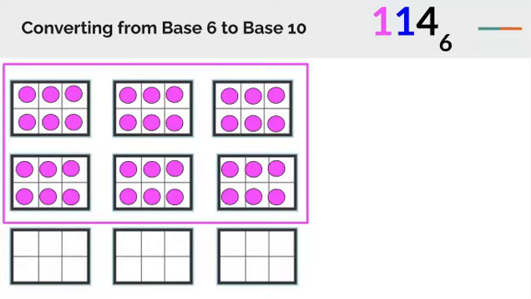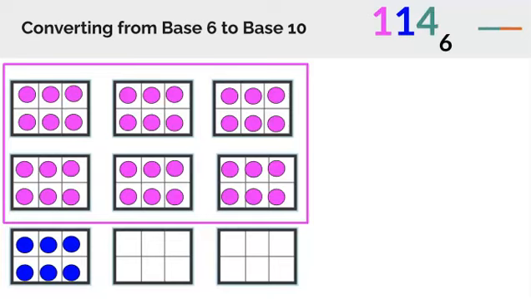Now let's look at the blue place value. That is the 6s place. I have one complete group of 6 for that place, so I'll fill that out in my drawing. There. Now I'm showing one group of 6 by 6 and one group of 6.